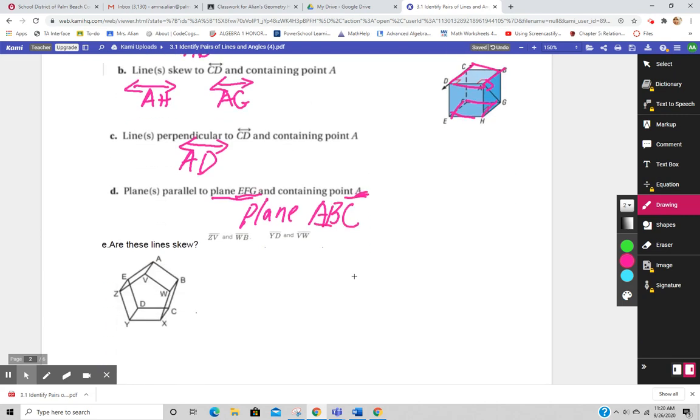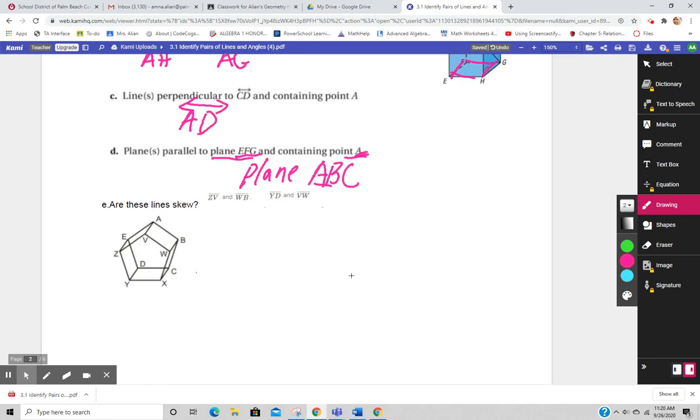Okay, let's keep going. Are these lines skew? Well, let's look. ZV, this line, and WB. Are they skew, yes or no? If you said yes, you're right. They are on different planes and they don't intersect. Okay. What about YD and VW? Do they lie on the same plane? No. Do they intersect? No. So they are skew. The answer is yes.